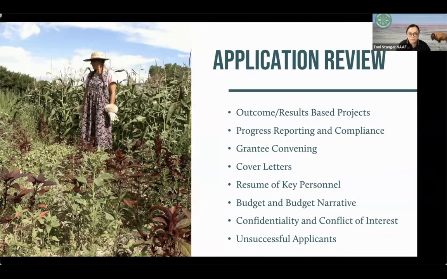And again, unsuccessful applicants will have the opportunity to engage with us one-on-one to find out how they can improve their application in our next funding cycle.